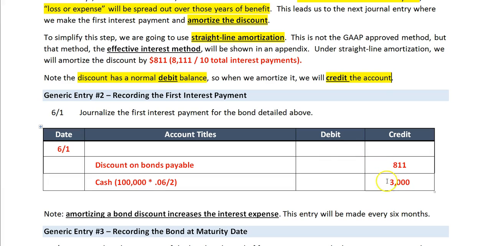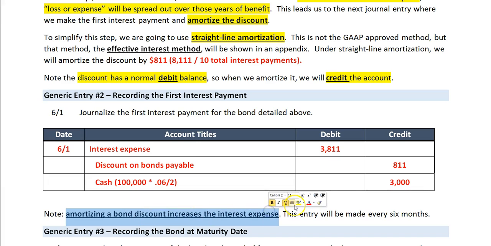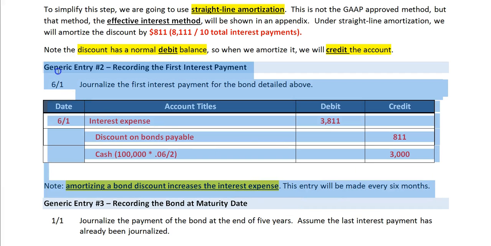Alright, the last one is just a summation of these two. And the account that it goes to is called interest expense. This is an expense. This is the cost of borrowing the money. So interest expense in this case will be the sum of the two. So notice that amortizing a bond discount increases the interest expense. And this entry is going to be made every 6 months. I'm only showing one of it because every 6 months it's the same entry. It just hits our books every 6 months related to this bond.